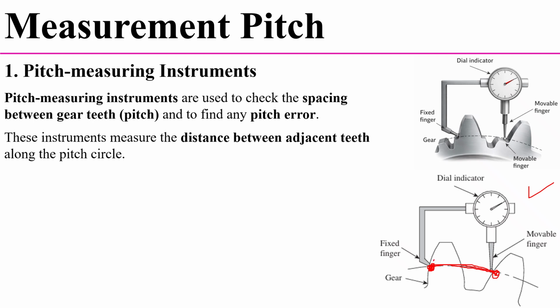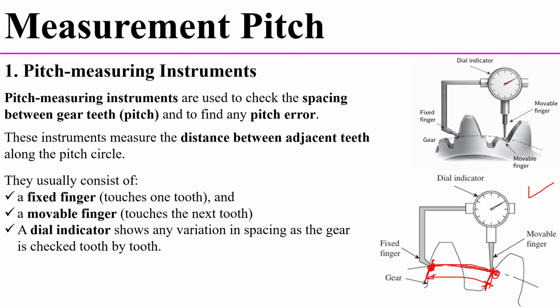If there is any difference in these distances, that difference we will find with the help of the dial indicator. So let's see the construction of this instrument. Pitch measuring instruments usually consist of a fixed finger which touches one tooth. Here we have to observe, this is the fixed finger which touches one tooth at the pitch circle. And this instrument also consists of a movable finger.